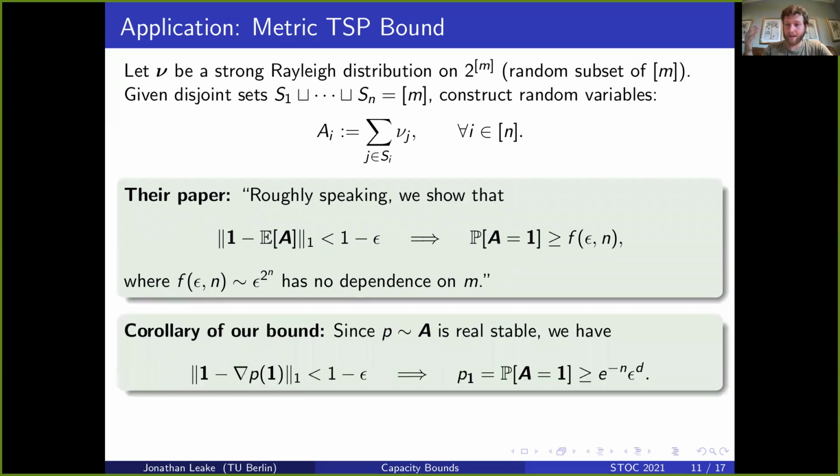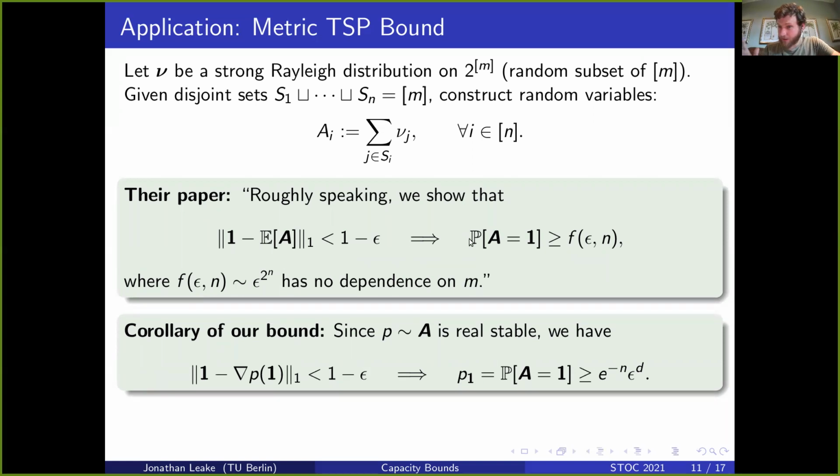Okay, and so if you then take what we do and apply it to this polynomial associated to this strong Rayleigh distribution A, right? It's strong Rayleigh, so P is real stable. And our bound says, if you apply it to this situation, you get that if the marginals are close to the all ones vector, then this coefficient, which is exactly this thing, is bounded below by this. And so this immediately looks a lot better than this doubly exponential, right? We have this epsilon to the d instead of this epsilon to the 2 to the n.